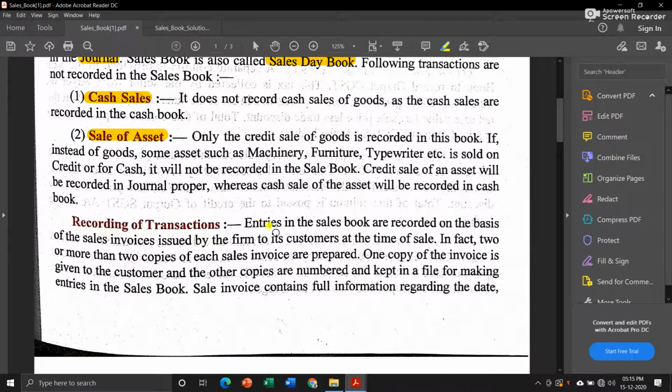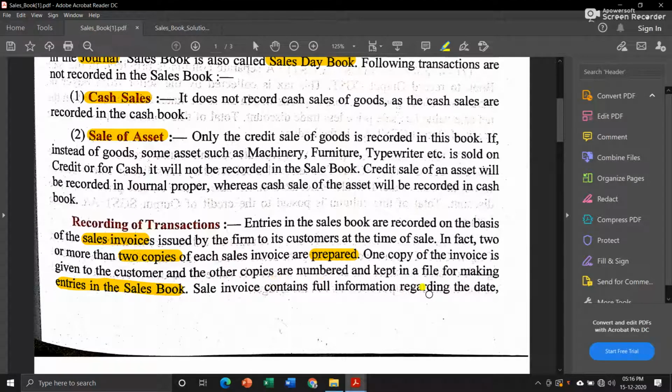Now recording of transactions. Entries in the sales book are recorded on the basis of the sales invoices issued by the firm to its customer at the time of sale. Suppose when you sell any goods to your customer, then in that case you will generate one sales invoice, and based on that sales invoice you will record your transaction into your sale book. In fact, 2 or more copies of each sales invoice are prepared. 1 copy will be given to the customer and another copy will be numbered and kept in a file for making entries in the sales book.